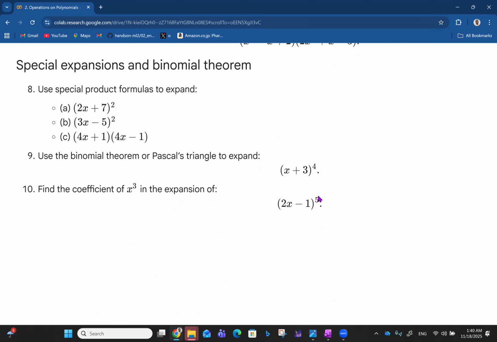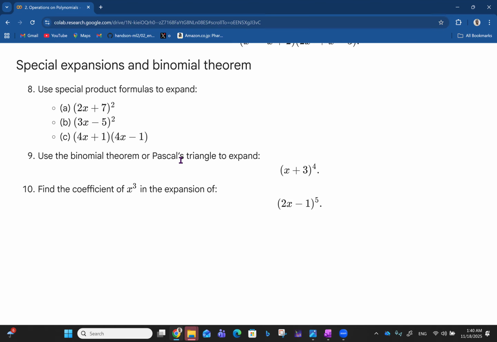Then you can have special expansions using the binomial theorem. You already know this is 2x all squared plus 2 times 2x times 7 plus 7 squared. Same for the next one. And then this one, 4x plus 1 times 4x minus 1, is simply 4x all squared minus 1 all squared. That's 16x squared minus 1.